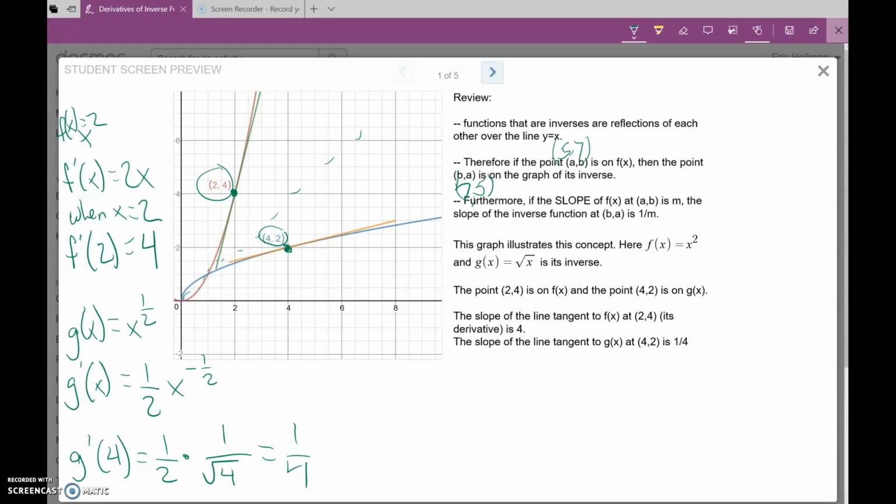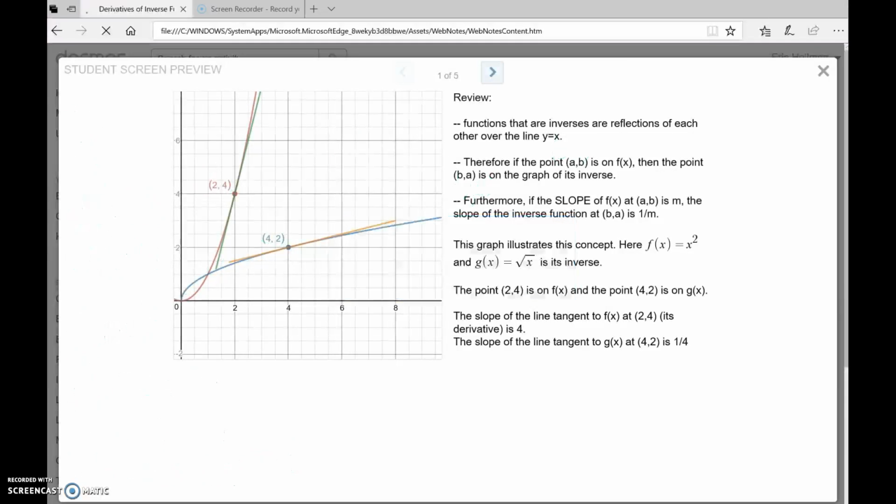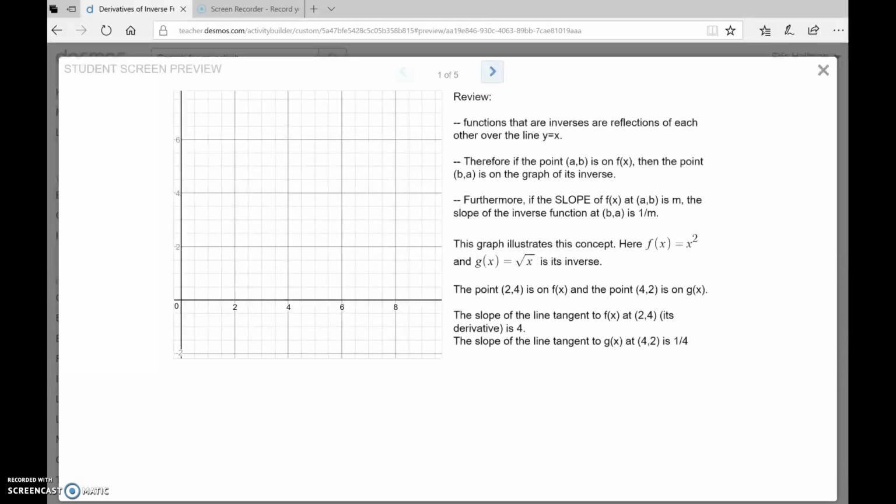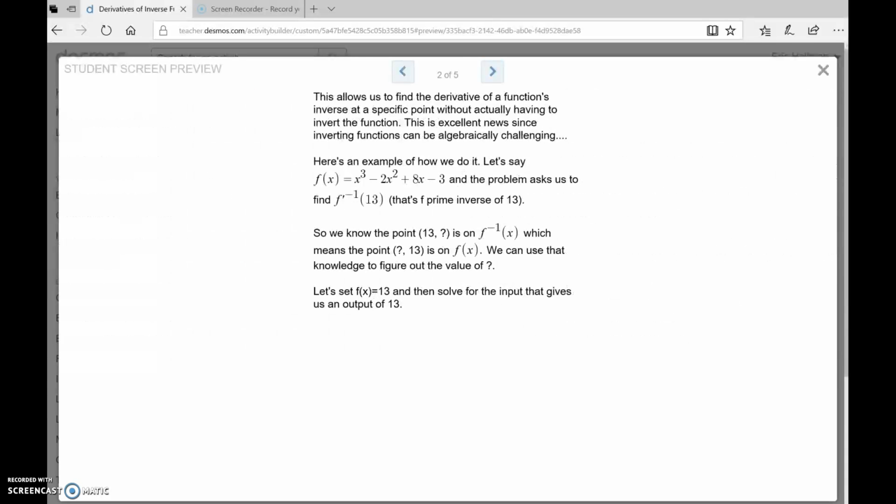Okay, so we're going to use these two facts: the coordinates of a point correspond to a reflection point on the inverse, just with the coordinates swapped, and the slopes at those 2 points are reciprocals of each other. All right. So this allows us to find the derivative of a function's inverse at a specific point without actually having to invert the function.